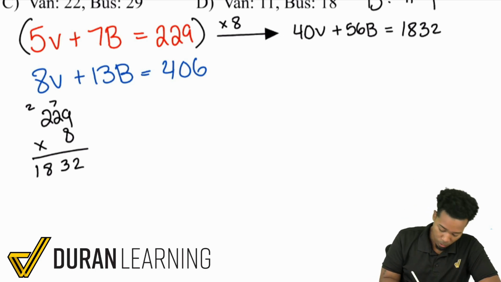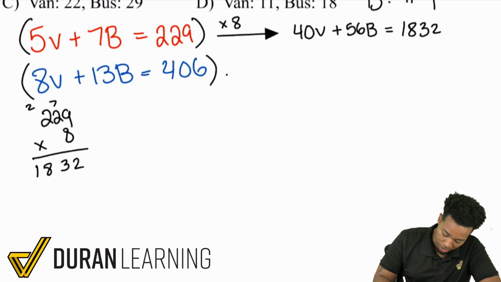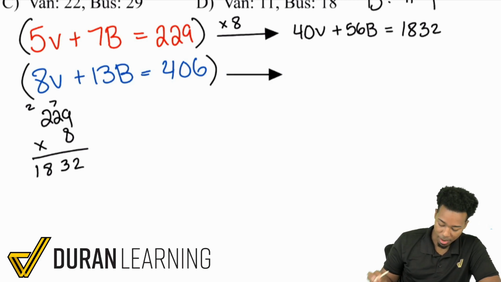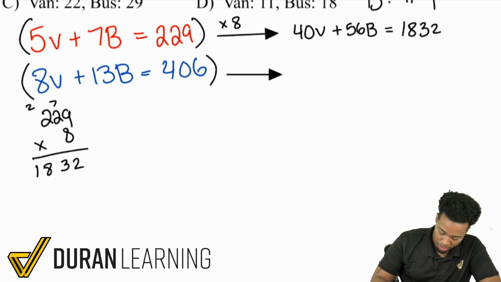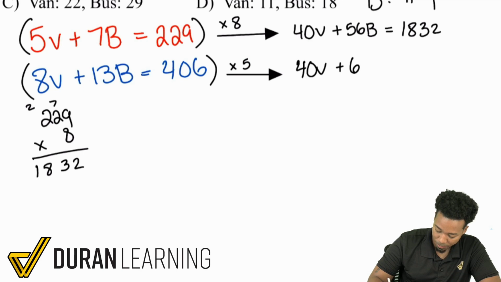Up next, with this second equation, if I multiply it by 5, I'll get what I want. And so I'll multiply by 5. And so 8v times 5 will be 40v. Then we have 13b times 5. Well, 13 times 5 is 65. So we have 65b. And then 406 times 5, what's that going to be?